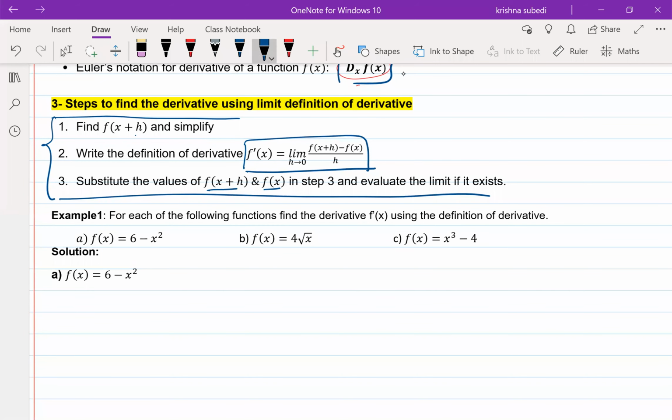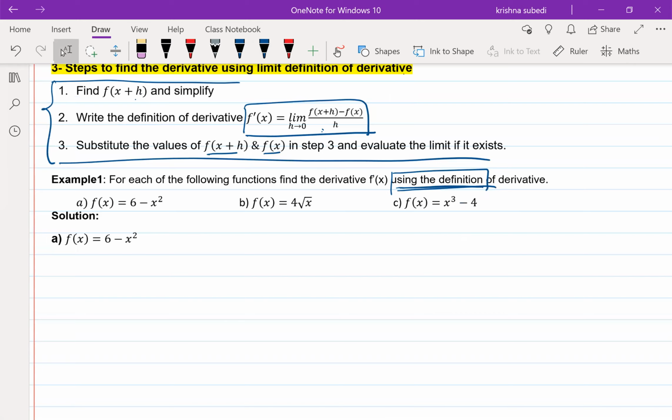For each of the following functions, find the derivative f prime of x using the definition of the derivative. Please remember, when I say definition, you must use the definition. Some of you might have done derivatives in high school and you may be tempted to use the shortcut formula. Please don't do that. Whenever you see the words using the definition, we must use this definition to evaluate the limit. We will learn the shortcut technique in the next section, the next lesson.